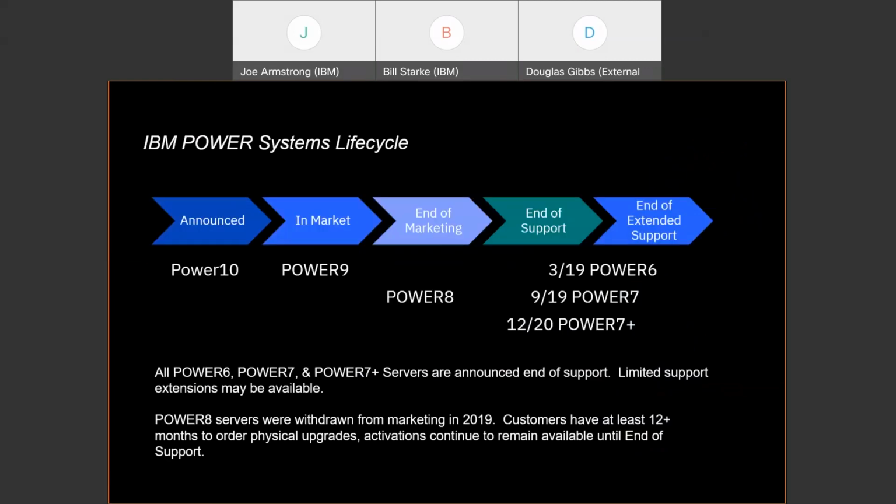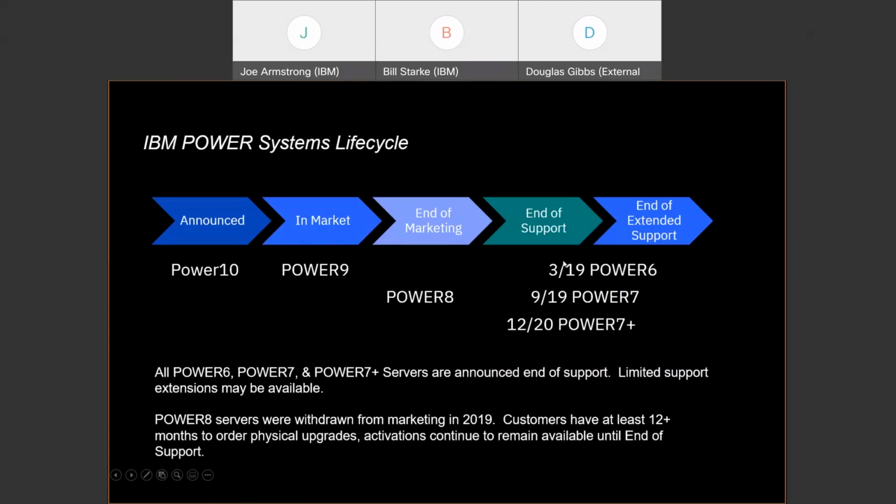First of all, I'm going to cover a little bit about the Power Systems life cycle. Power10 is not just announced, it's available now, so it moves into the in-market category. Systems then move to end of marketing. Power8 went end of marketing in 2019, meaning we don't sell Power8 systems anymore. Still supported, so not a problem there. And then they get to end of support.